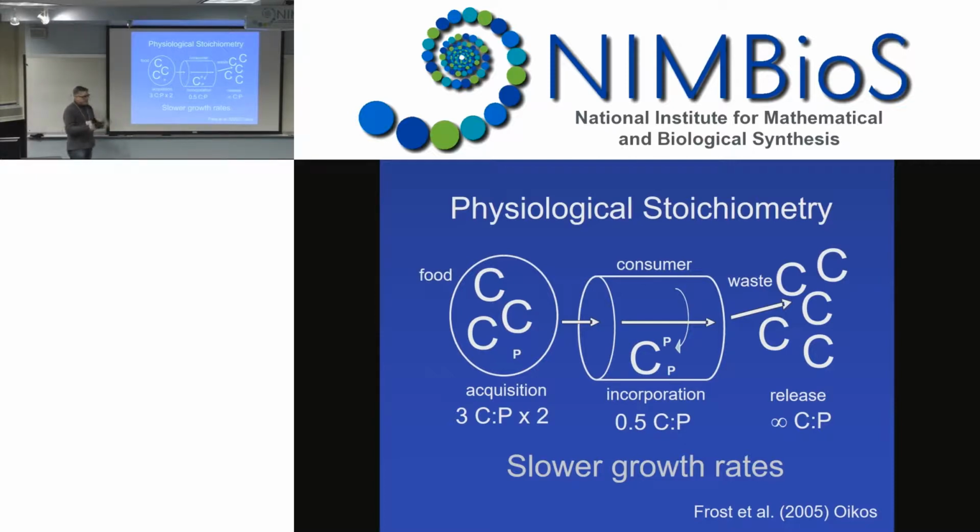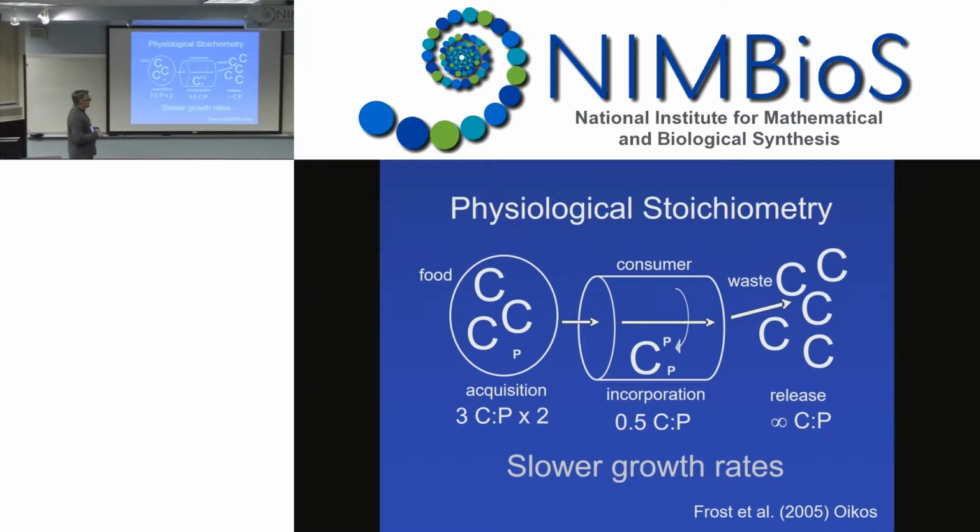So a lot of early stoichiometry was dealing with nutrient release ratios. It was fascinating that you could change the N to P ratio going back to the dissolved pool. But it was also noted that if you fed an animal low phosphorus food, they would grow slower. This is one of the most repeated experiments in stoichiometry, and I think it has probably the most data showing that if you feed animals a high carbon to nutrient ratio food, they're going to grow slower.